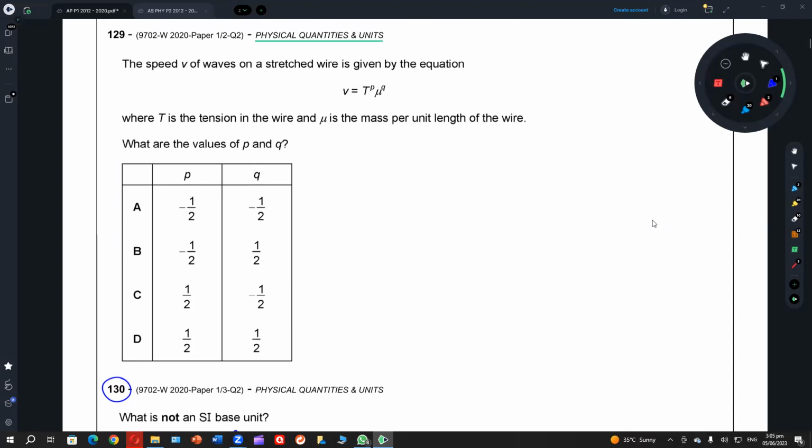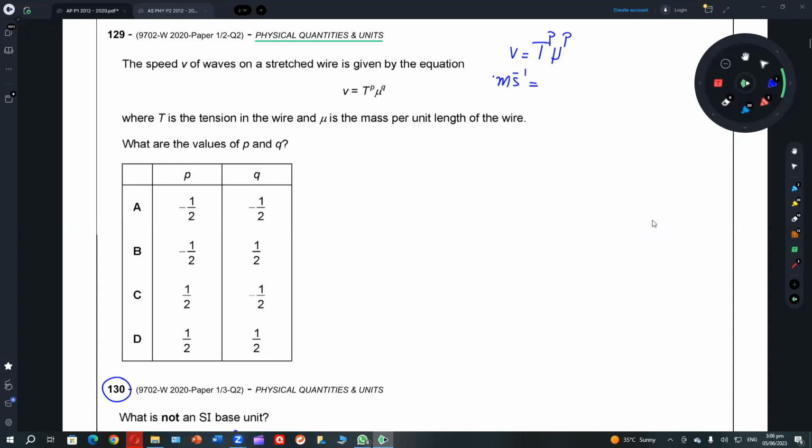Speed v of waves on a stretched wire is given by the equation where T is the tension in the wire, mu is the mass per unit length of the wire. What are the values of P and Q? Now, if you see this table, you can see T power P and mu power Q, and you know velocity. So velocity is ms minus 1.